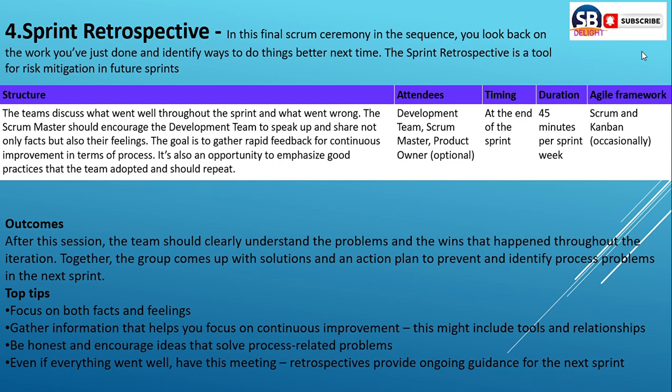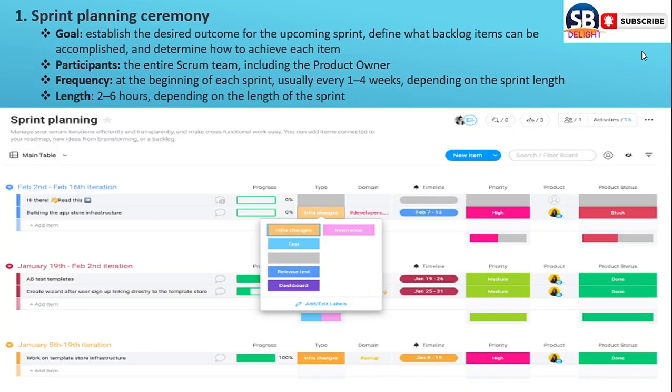Third one, be honest and encourage ideas through solving process related problems. Even if everything went well, have this meeting, the retrospective, to provide ongoing guidance for the next sprint. See here, I gave the duration, goal, participants, frequency, how the sprint planning happens, and how it will show in the system.